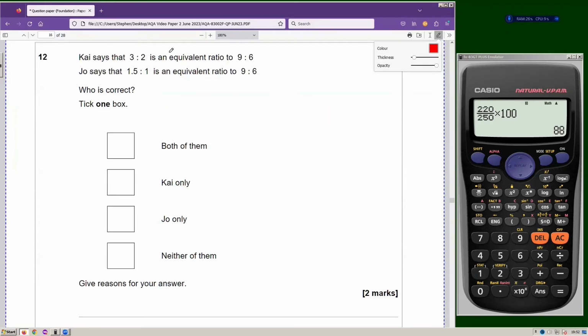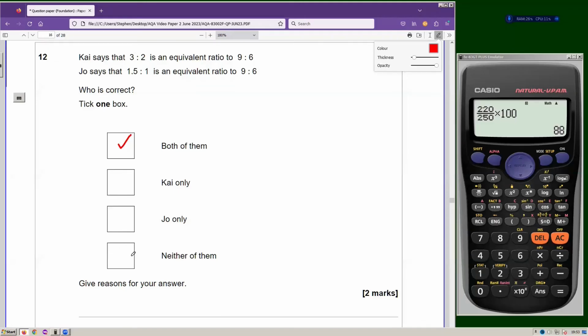Guy says that 3 to 2 is an equivalent ratio to 9 to 6. Joe says that 1.5 to 1 is an equivalent ratio to 9 to 6. Who is correct? Well, half of 6 is 3. We add the half on, we're going to get 9. So half of 2 is 1. We add the 1 on, we're going to get to 3. Half of 1 is a half. Add the half on, we're going to get to 1.5. So both of them are correct. Give reasons for your answer.